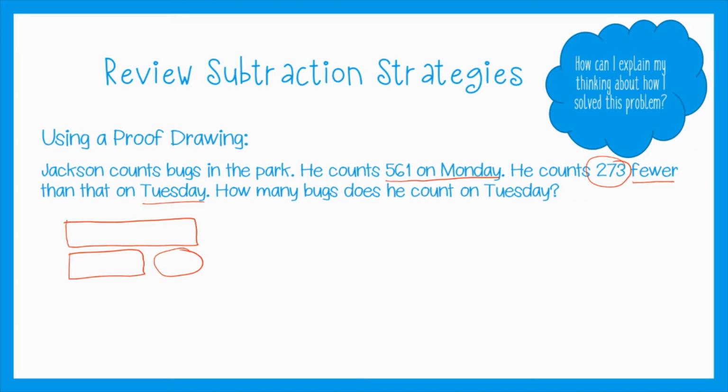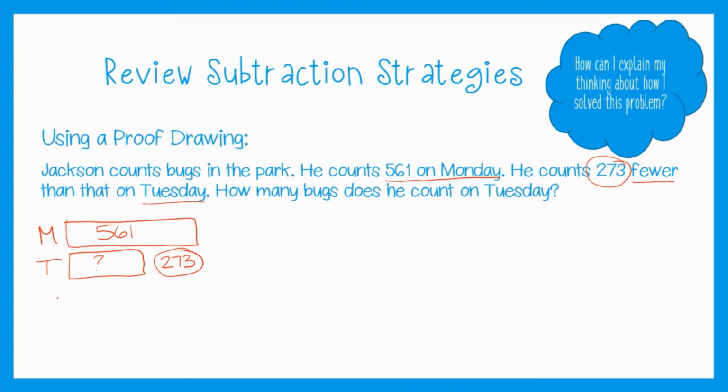That's right, on Monday. So we're going to put Monday on the top. He counts 561. And then on Tuesday, he counts 273 fewer. So that's the difference. We don't know how many he counted. We just know it's 273 less than it was on Monday. So now let's draw a proof drawing to represent this problem.